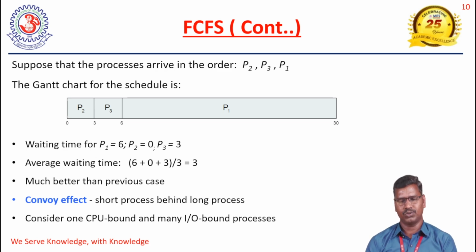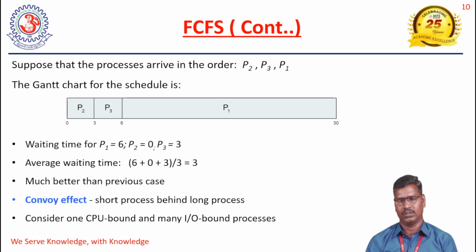Consider one CPU-bound and many IO-bound processes available in CPU scheduling. Okay, the convoy effect is performed whenever the smallest burst time is executed first. The average waiting time and everything will be reduced based on the order. That is the reason we go for different types of CPU scheduling algorithms available in operating systems.